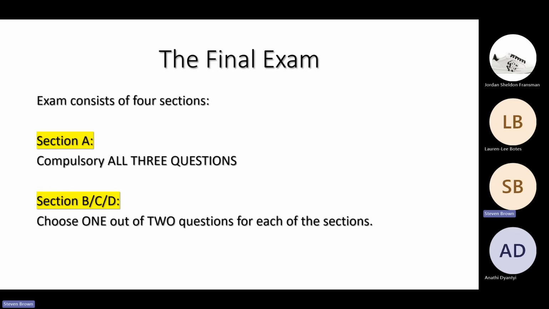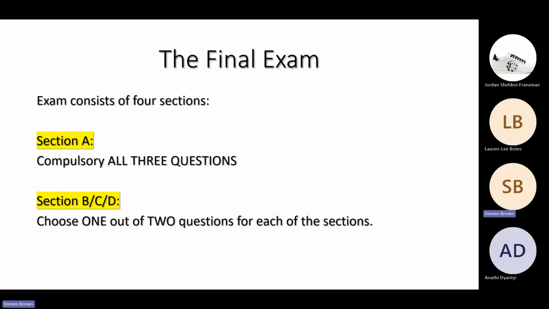Section A is going to be compulsory, all 3 questions. So in other words, within section A, you're going to need to answer all 3 of those questions. I'll go back and explain what they are going to be in a minute.